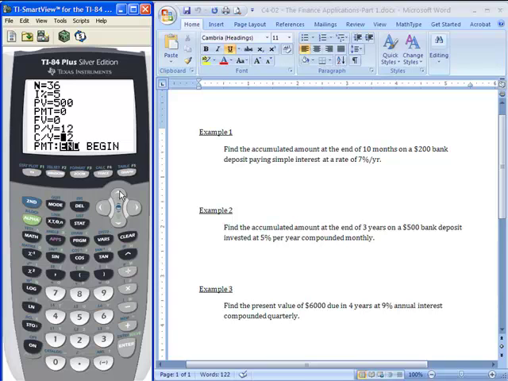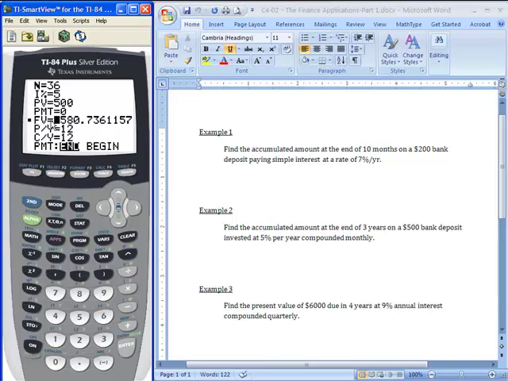All right, we've entered everything that we have. What we want is the future or accumulated value. So we're going to cursor back up so we're highlighted on that. We're going to press the alpha key, and we're going to press the enter key, which above it, in the same color as your alpha key, says solve. That tells the calculator to solve for the future value or accumulated value.